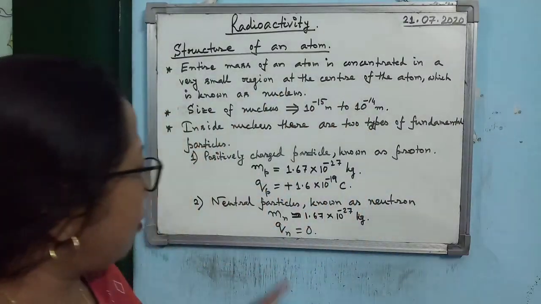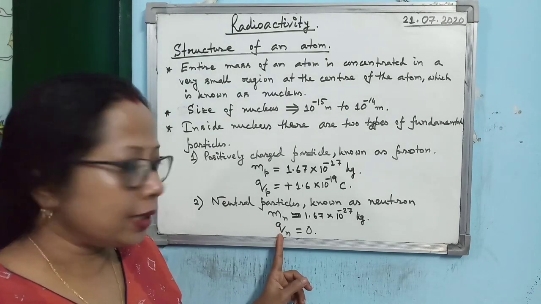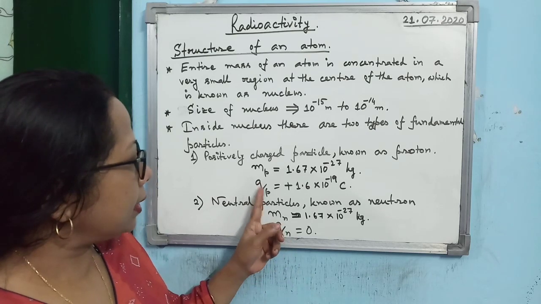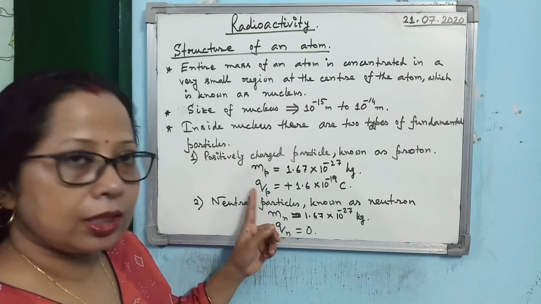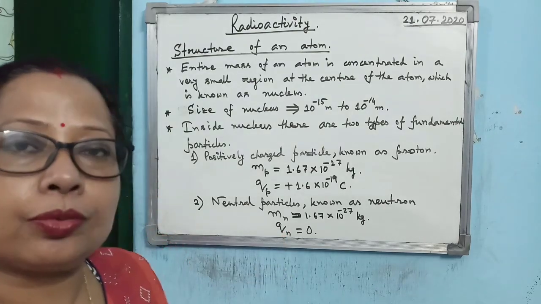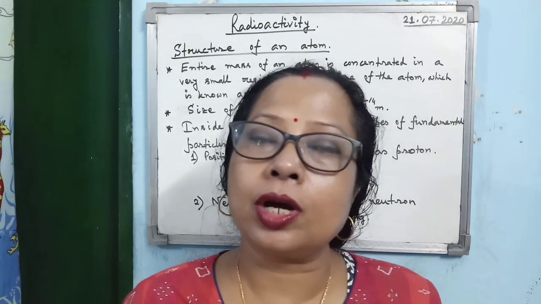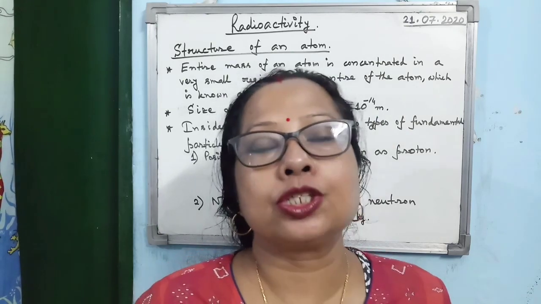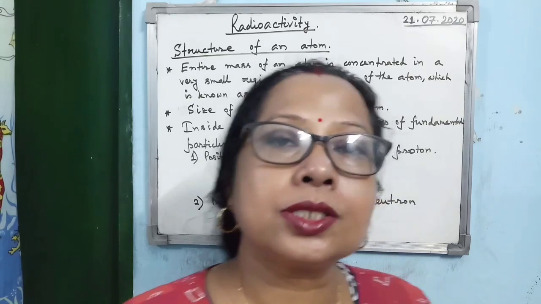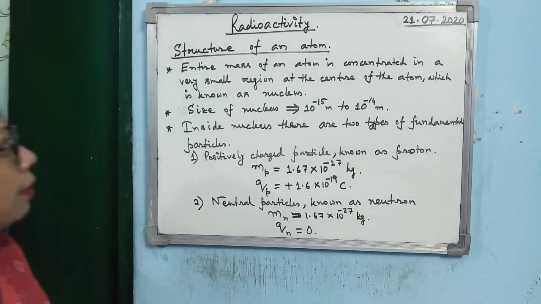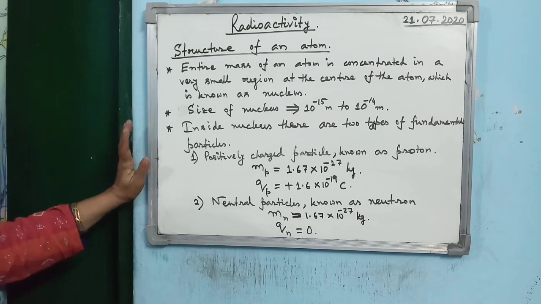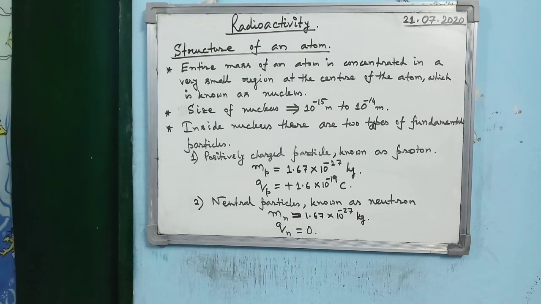So you see I have written Q stands for charge and the subscript N stands for neutron. Like that here also, QP means charge of proton. Now in case of neutron, the charge of neutron is 0 and mass of neutron is almost equal to mass of proton, means 1.67 into 10 to the power minus 27 kg. So I have summarized here point wise the points that are important for the structure of an atom.